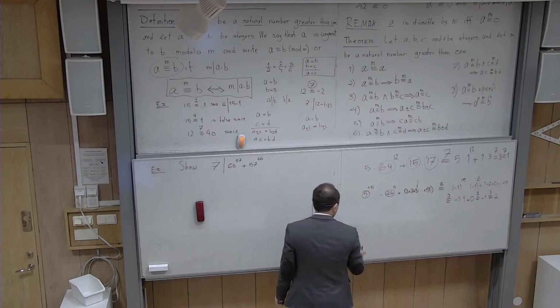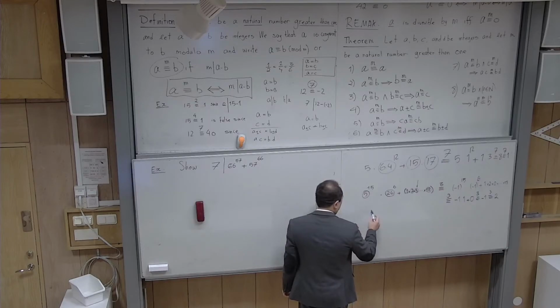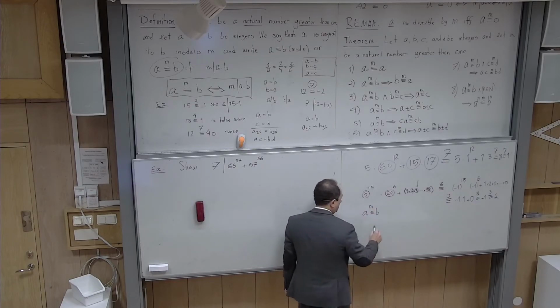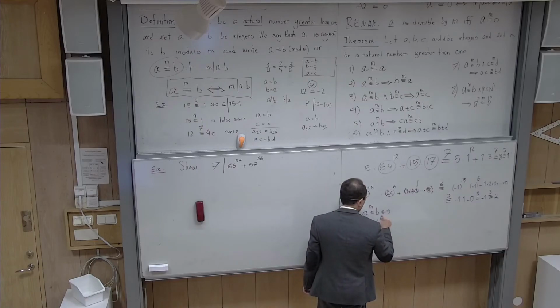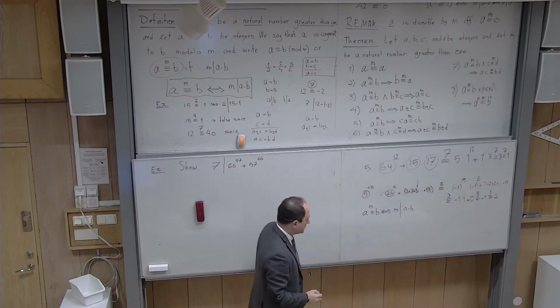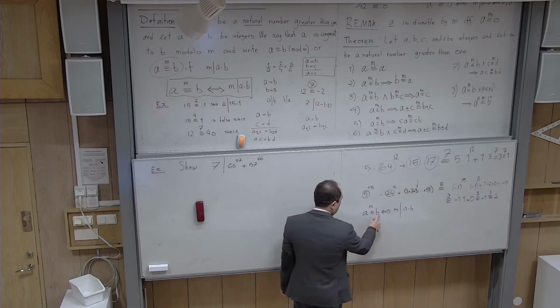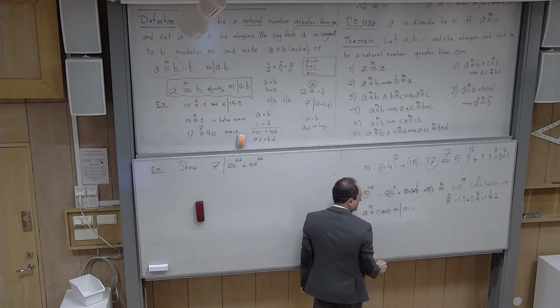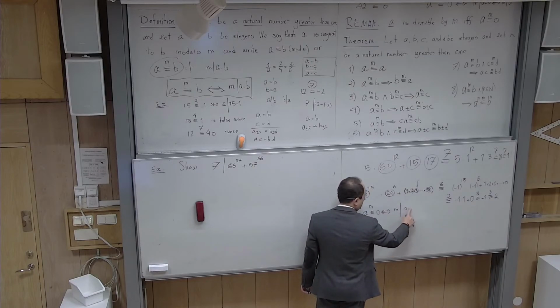We learned that A is congruent to B modulo M if and only if what happens? A minus B is divisible by M. That was the definition of congruency. Now, if you don't mind, let me change this to 0. Then what will happen? If I change it with 0, you will see why. Then this becomes 0, yes? And then A minus 0 is, of course, A.